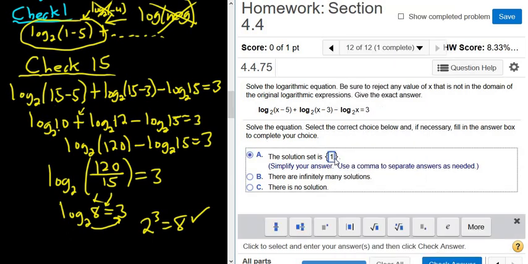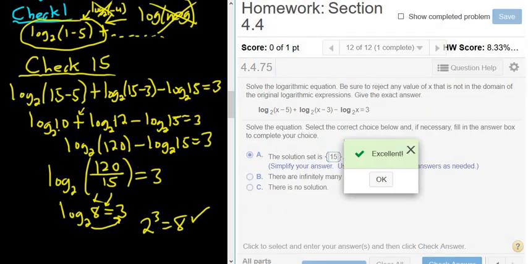We could have just taken a chance, put in 15, hit check answer, and skipped all this, but I wanted to make sure. Sometimes it is no solution. If this wouldn't have worked, the answer would have been no solution. That can happen, but it's probably not going to. Usually one of them works and one of them doesn't. I hope that made sense.